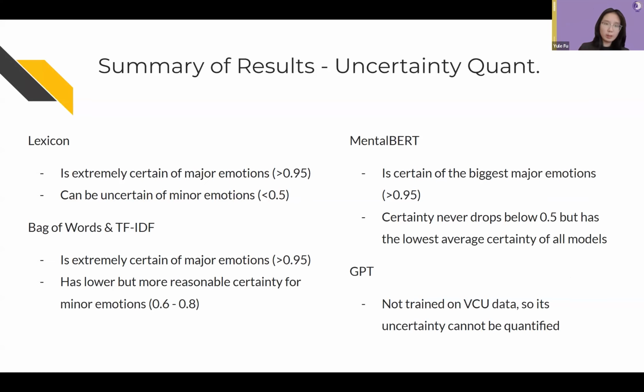And so for uncertainty quantification, again similarly, it is better for lexicon-based and bag of words to understand emotions in text that you can train it on, data that has occurred a lot, on major emotions. However, MentalBERT and GPT work better also on minor emotions. However, across the charts, we found that MentalBERT performs relatively the best because it was pre-trained as well as fine-tuned with our data.